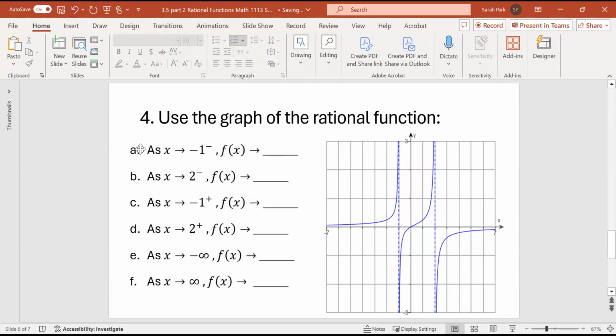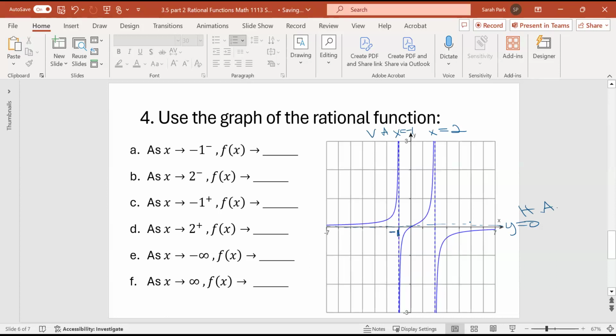Okay, so for A, we have this graph here, it's a rational function. You see there are vertical asymptotes. The vertical asymptotes you can see are at -1 and +2, and there's also a horizontal asymptote right here at y equals 0. So I'll label them: horizontal asymptote at y equals 0, vertical asymptote at x equals -1, and x equals +2. Okay, so we're interested in what happens as x approaches -1.